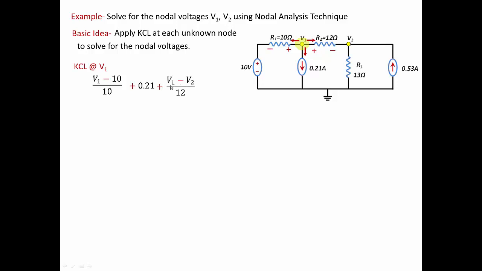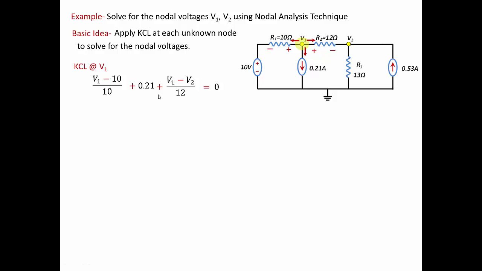I'm going to say that V1 minus V2 over 12 ohms, and this will equal to 0. So here we have this first equation, but this equation is not well organized. So we need to organize this equation so that we express it as a system of equations in terms of V1 and V2.